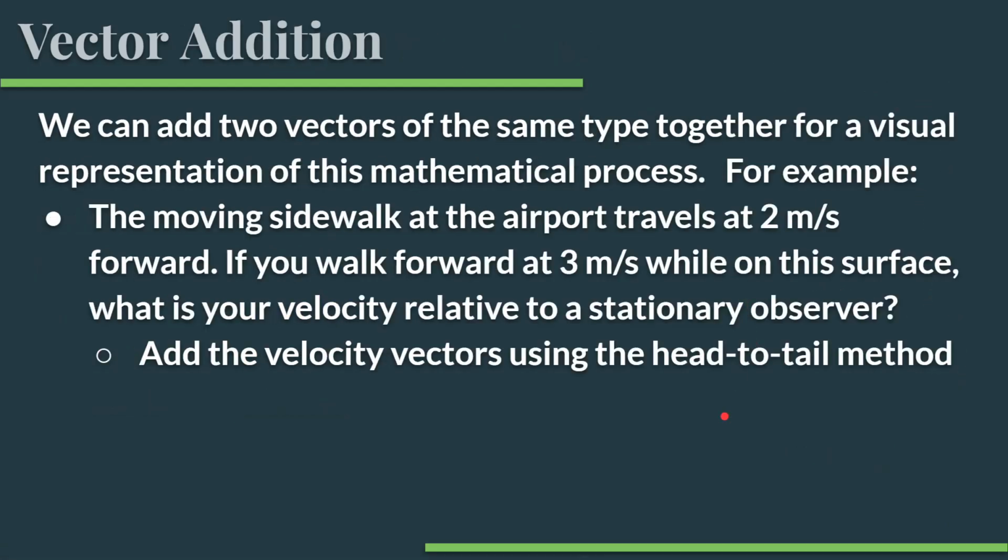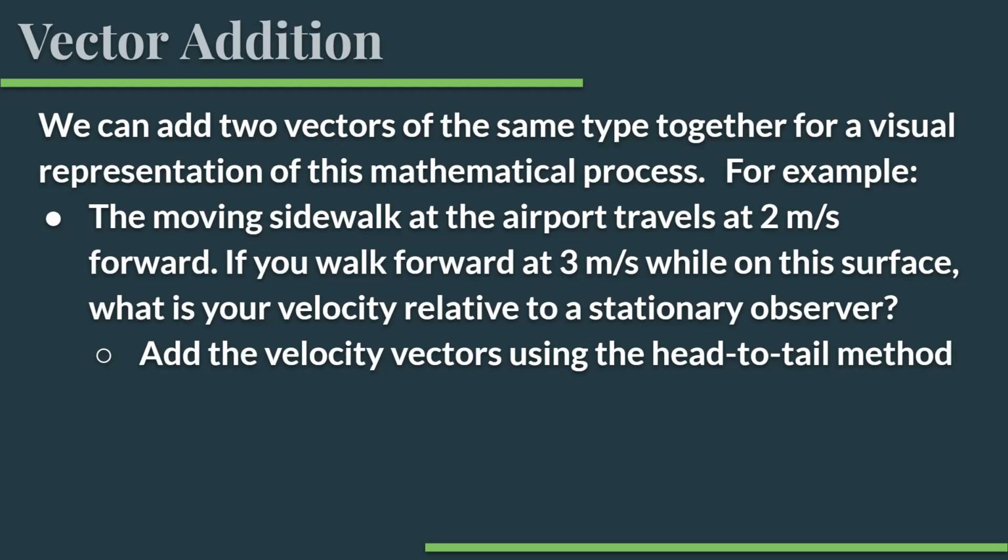All right, so you can add two vectors of the same type together. Two different velocities I can add. Two different accelerations I could add. But you can't add two of a different type. I couldn't add the two that I just drew, the yellow with the red. But two vectors of the same type can be added together for a visual representation of a mathematical process. Because obviously we can solve it algebraically, but we can also solve it with vector addition by sketching it out.